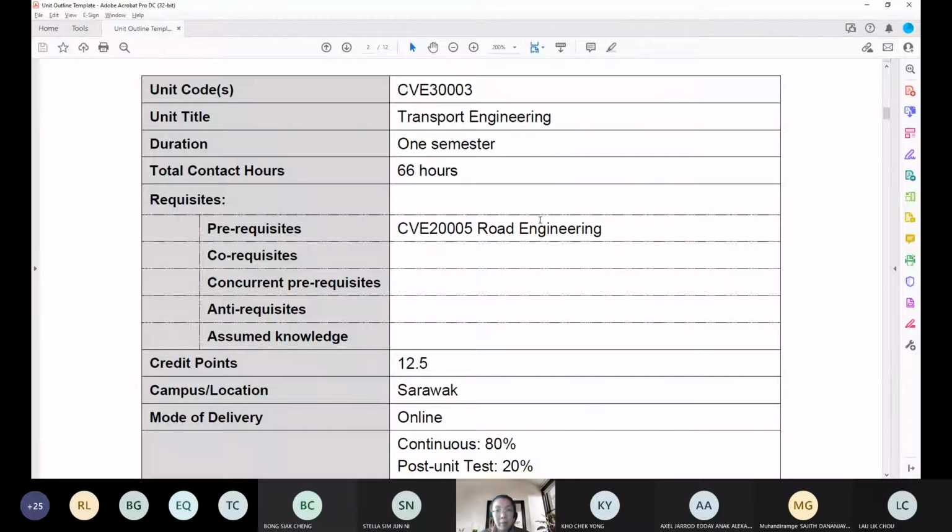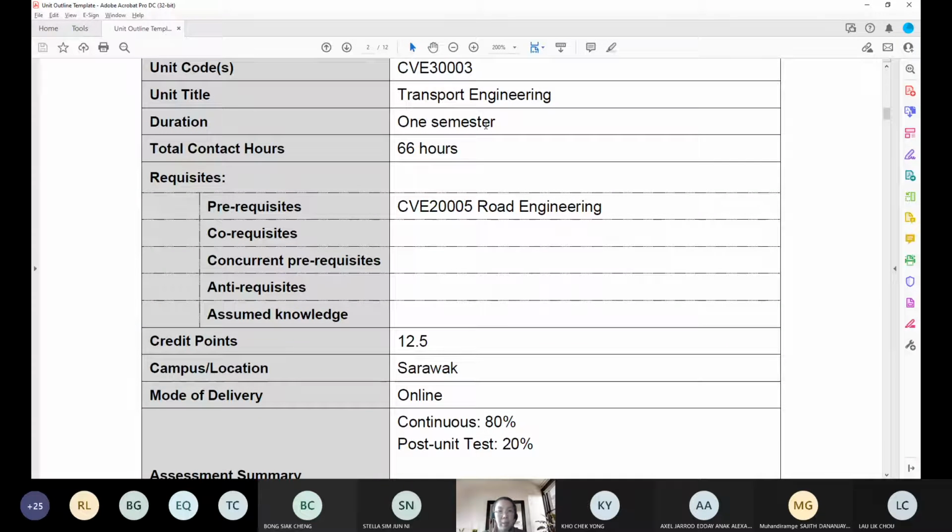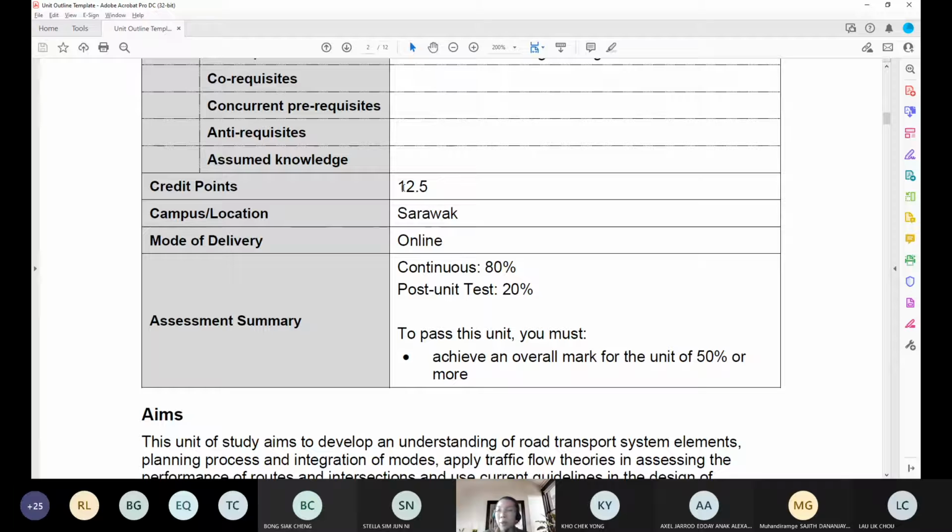All right. So this is one semester and total contact hours is 66. We'll talk a bit more about this in a while. And credit point as usual, one unit is 12.5 credit points, and mode of delivery is actually online and face-to-face. I think I forgot to update this. Let me update it and I'll post the updated one later to Canvas. My apology on this, overlooked.